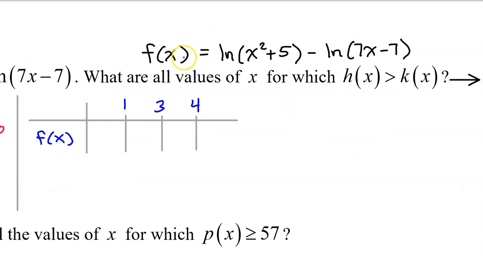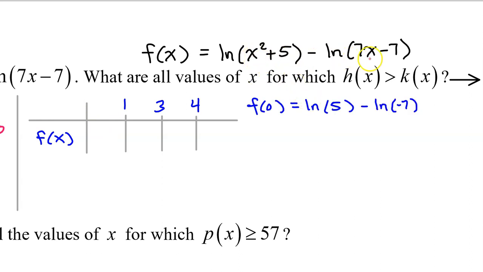Remember that f of x is equal to h of x minus k of x, natural log of x squared plus 5 minus the natural log of 7x minus 7. We need to determine whether f of x is positive, negative, or undefined in each one of these intervals. So let's use a test value in each interval. Let's begin by evaluating f at 0 for the first interval.